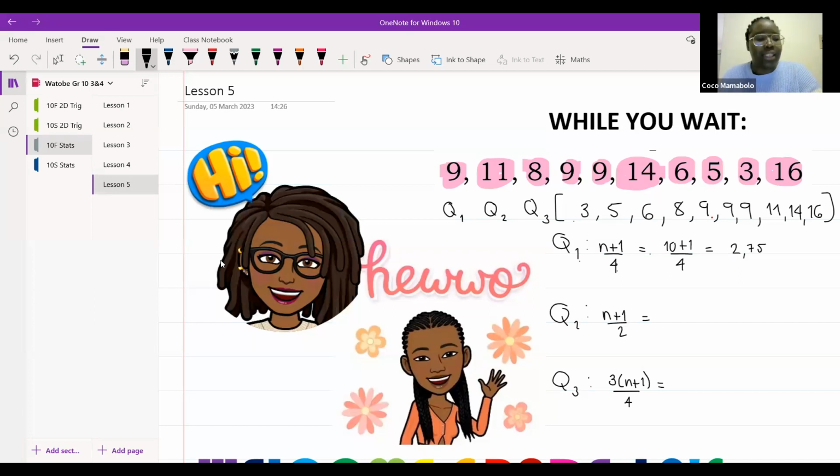Beautiful, 2.75. But this isn't the number we're looking for, is it, Limeth? This tells us the position. Beautiful. So where are we going to find this position 2.75? Between which two numbers? Between 5 and 6, because this is the second position and the third position. So 1, 2, and 3. Between 5 and 6, what is the median between 5 and 6?